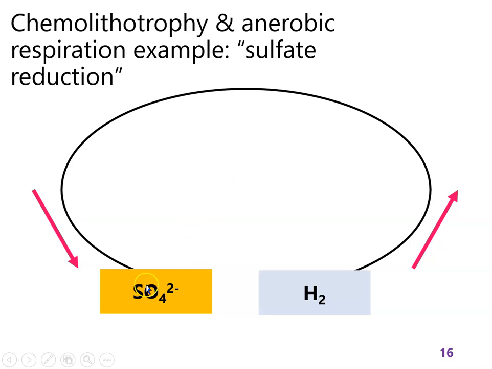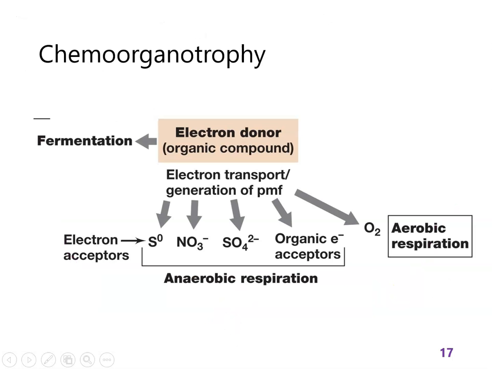This is an important process in nature. So this is one example I do want you to know. I want you to know sulfate and sulfate reduction and what that means. I don't care as much about the electron donor. I really don't. Electron acceptors really drive a lot of this stuff in nature.